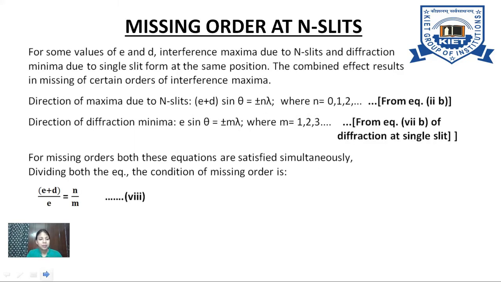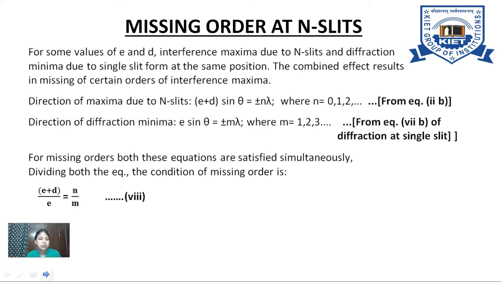Now we come to another very important topic, which is missing order at N slits. We just found out the condition of principal maxima due to N slit. Now sometimes for some values of e and d, the interference maxima due to N slits and diffraction minima due to single slit are formed at the very same position. So the combined effect results in certain missing orders of interference maxima. The direction of maxima due to N slits is given by (e + d) sin θ equals ±nλ, where n is equal to 0, 1, 2, 3, so on and so forth. This is the equation that we just found out.